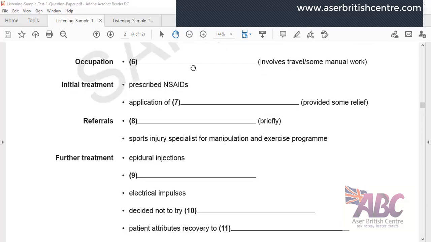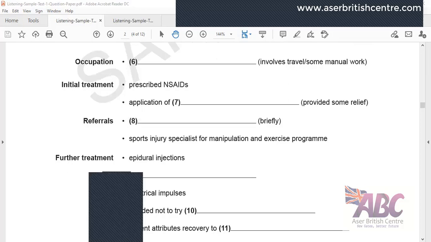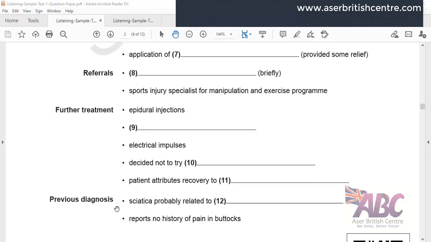And of course, I couldn't go to work. I'm an events organizer, so I travel about a lot. Events organizer? That's what he said. Yes, that's right. He's an event organizer, or if you wrote event organizer, that will also be right.